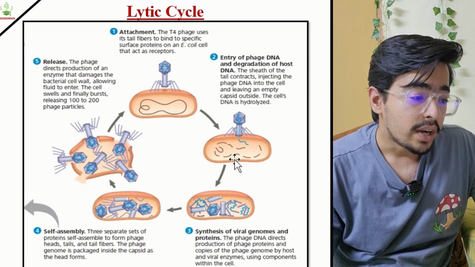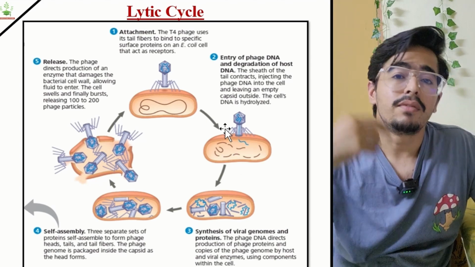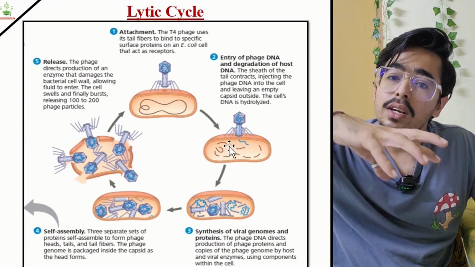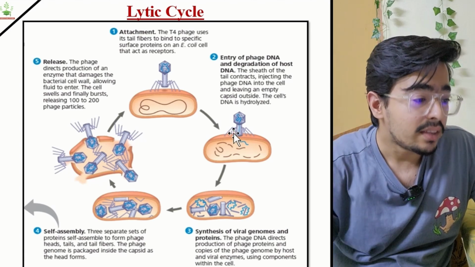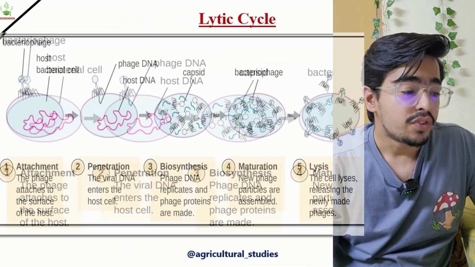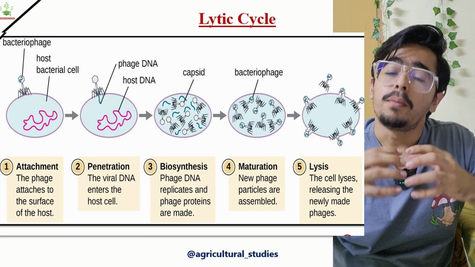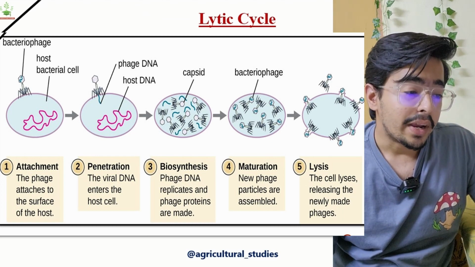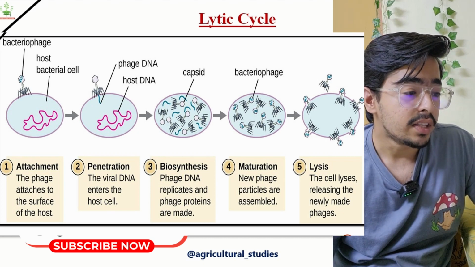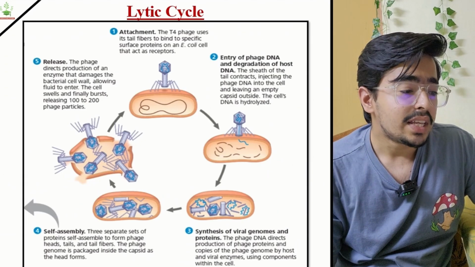It is destroyed because of the enzymes called lysozymes and various other enzymes. The bacteriophage destroys the complete genetic material of the host, and then comes the maturation phase. In this phase, various parts of the bacteriophage, like the capsid, sheath, tail fibers, and spikes, which we have already seen, get synthesized.